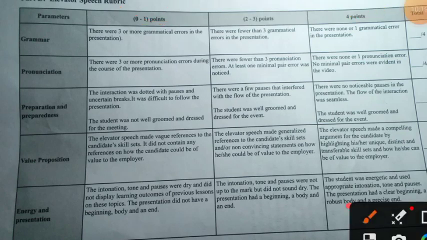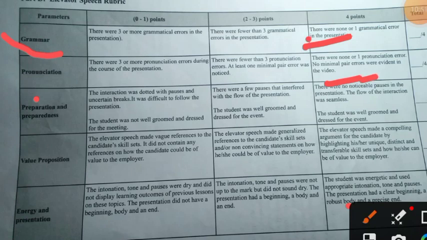You have to understand grammar. While making the presentation, while speaking on the stage, you must not make grammatical errors. You need to take care. Next one is pronunciation. Sometimes while speaking, we make lots of mistakes, so you have to focus on your pronunciation. Here it is written: there were no minimal pair errors evident in this video. You have to make your pronunciation very clear, without any mistakes. Then you can get 4 points.